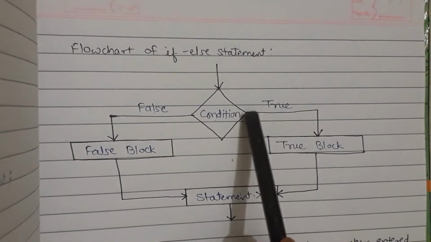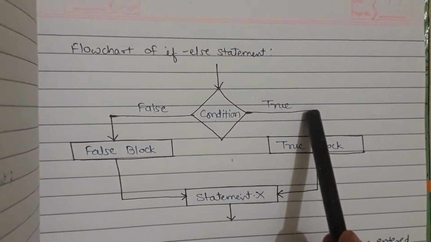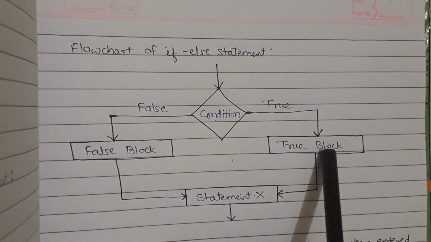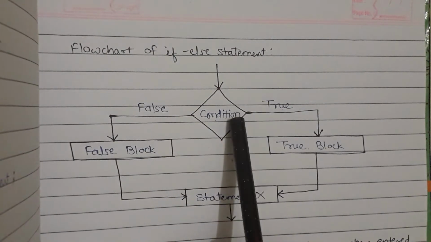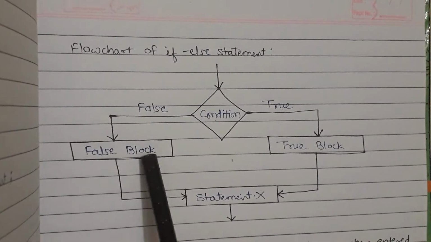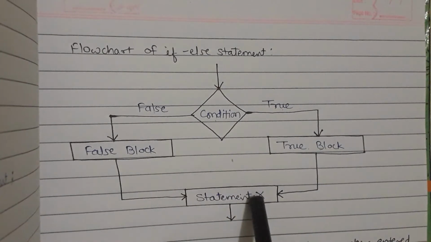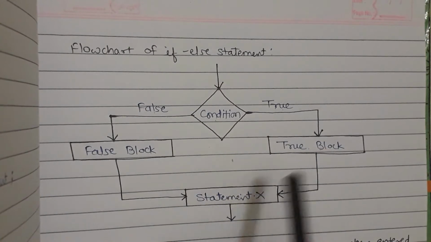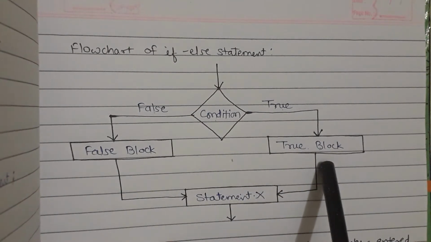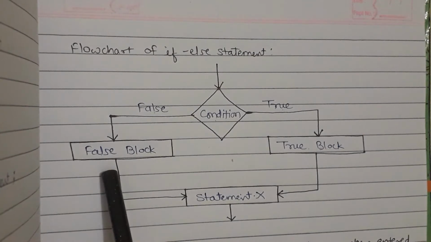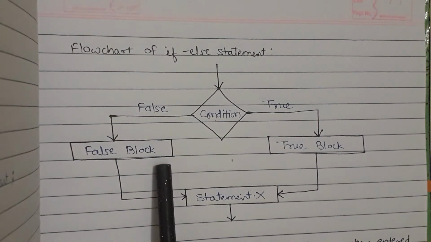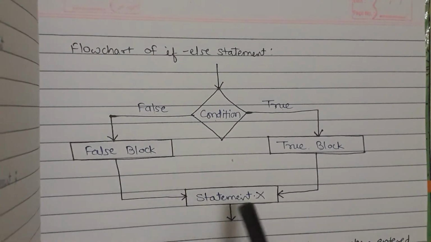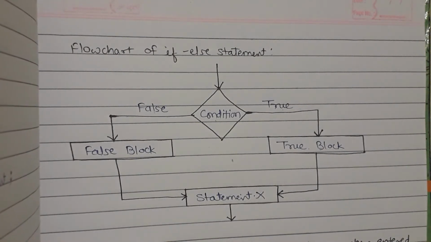So at a time, if your condition is true, then it will execute the true block statement, then it will execute statement X. If the condition is false, then it will execute the false block statement and then it will execute statement X. Here either the true block statement will be executed or the false block statement will be executed. So at a time, any one of the blocks will be executed and finally that block will execute statement X. So this is the flowchart of the if-else statement.